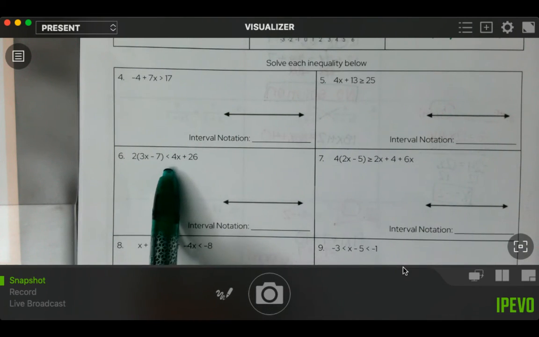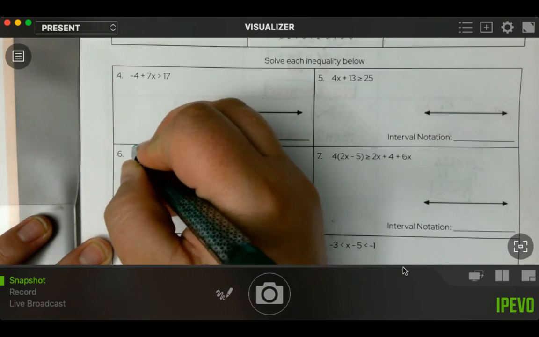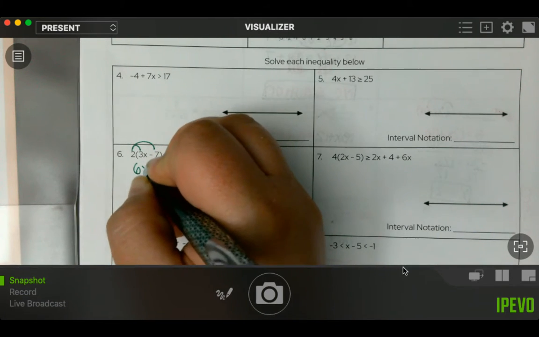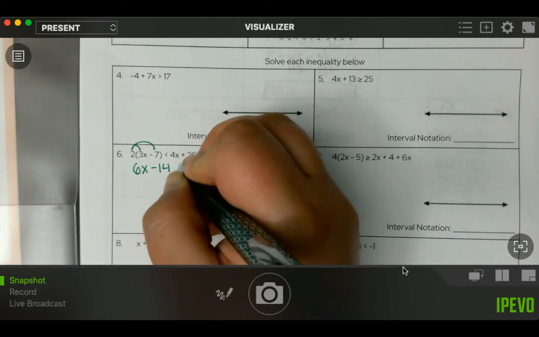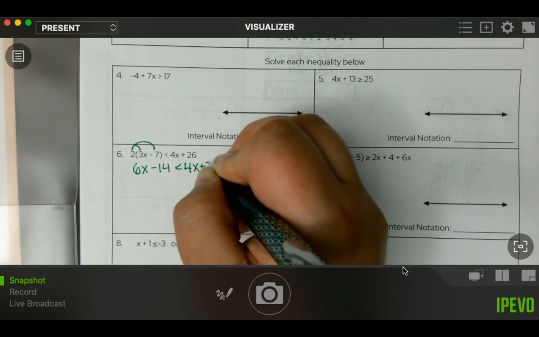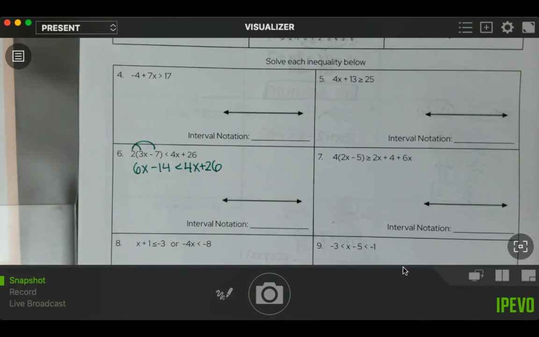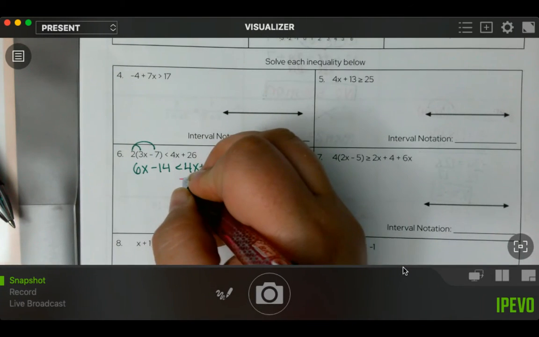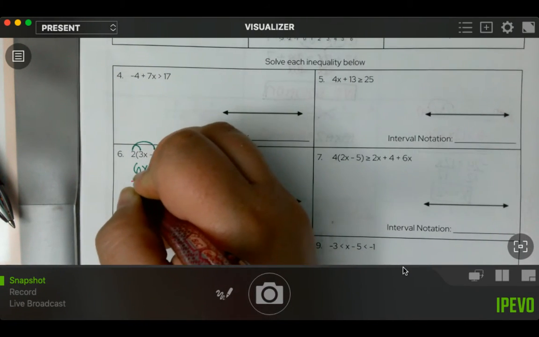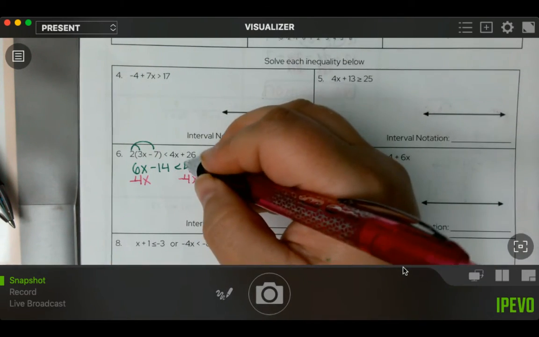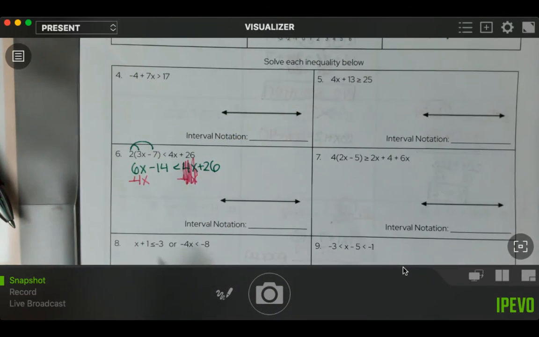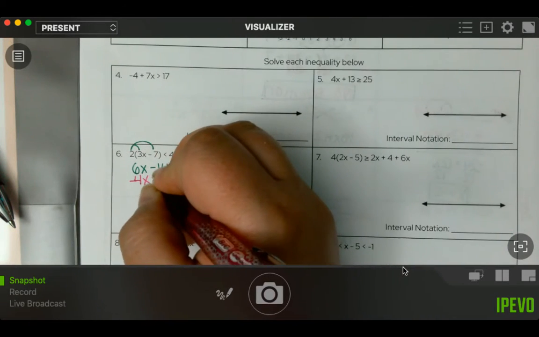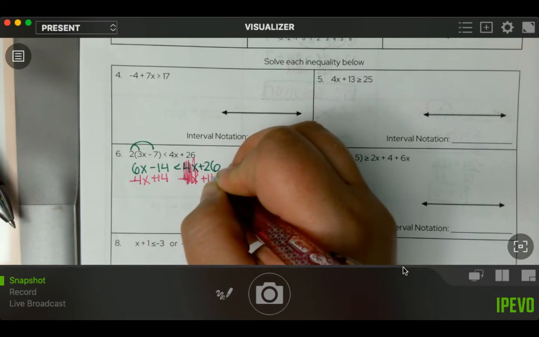This one tends to freak people out because you got to distribute. Boom, boom. 2 times 3x is 6x. And 2 times -7 is -14. Other side stays the same. Then I'm going to do two things at once, so hold on tight. I'm going to subtract this 4x so that it comes over here. That cancels it out. That means I want to get rid of this 14 so that only my x's are over here. So I'm going to add that 14 to the other side.